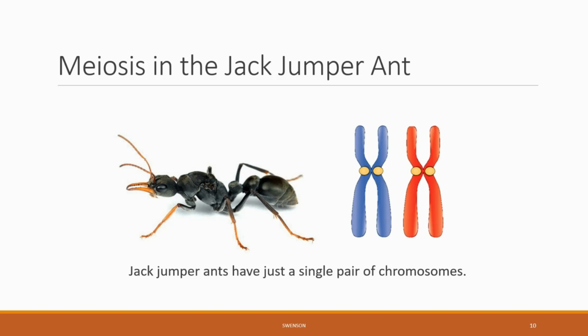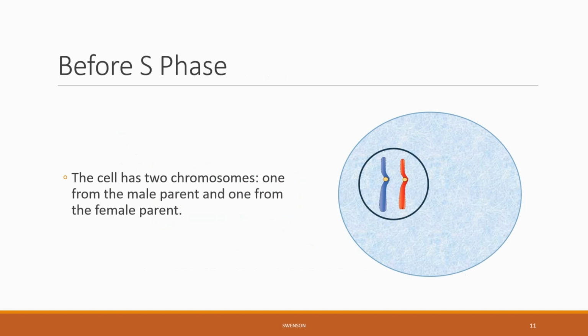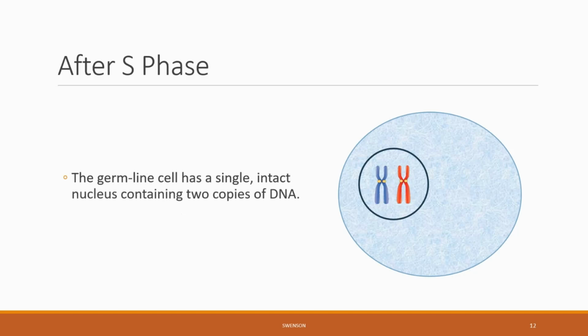Now, before we can jump right into meiosis, no pun intended, just like with mitosis, we need to replicate our DNA in S phase. So let's review that process now. Before S phase, that is how the chromosomes look. The cell has two chromosomes, one from the male parent and one from the female parent.